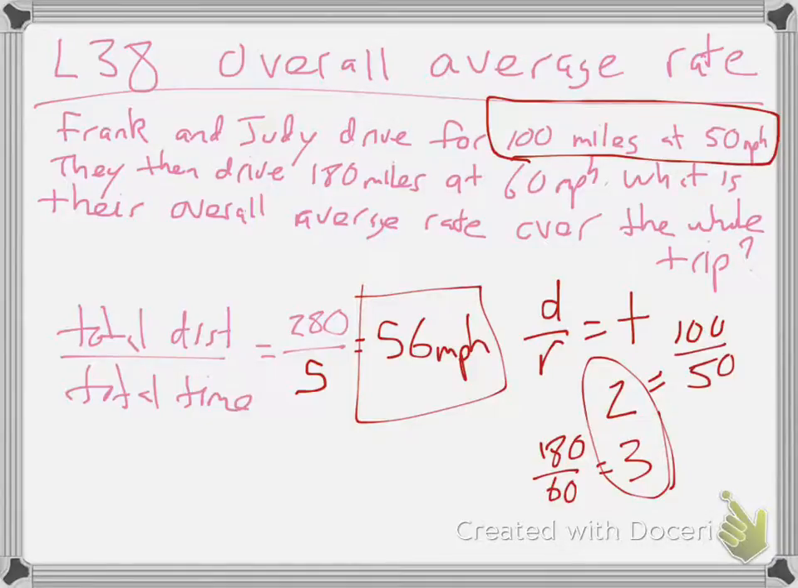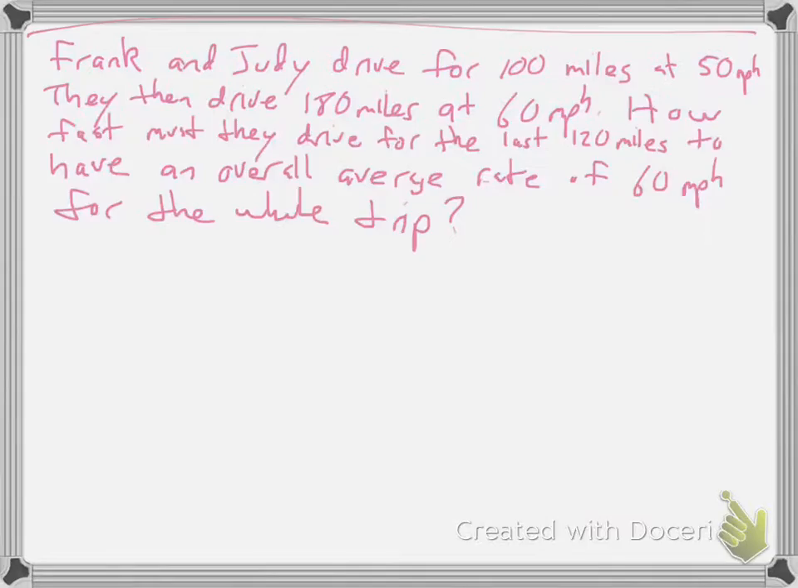Now think of this. Where do we go more miles? The second time. In the second leg. Were we going faster or slower than our average right now? Faster. That's why it's closer to 60 than it is to 50, because we went more in that section. It kind of goes back to our mixture problems.